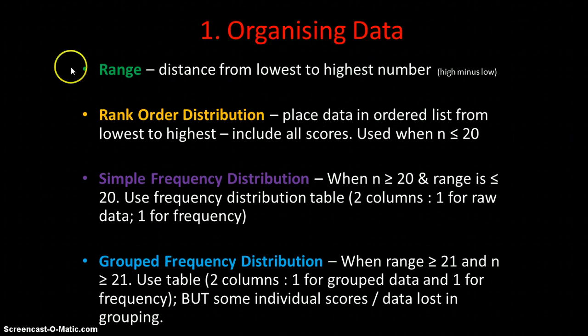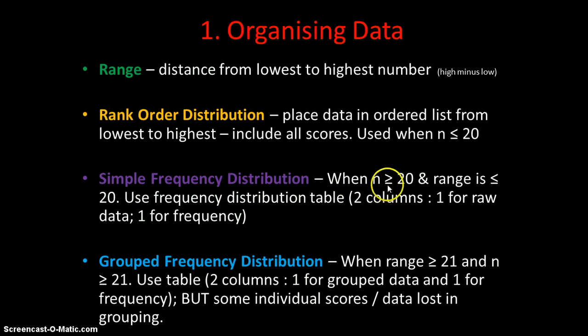So, organising data. Number 1, range. You may have come across this from your maths work. Range is basically the difference between the highest and the lowest numbers, so the highest number minus the lowest number gives you the range. It's a very superficial process of organising the data. Rank ordering your data, so putting it in a certain order based on certain criteria that you have, highest to lowest, or tallest to shortest I should say.